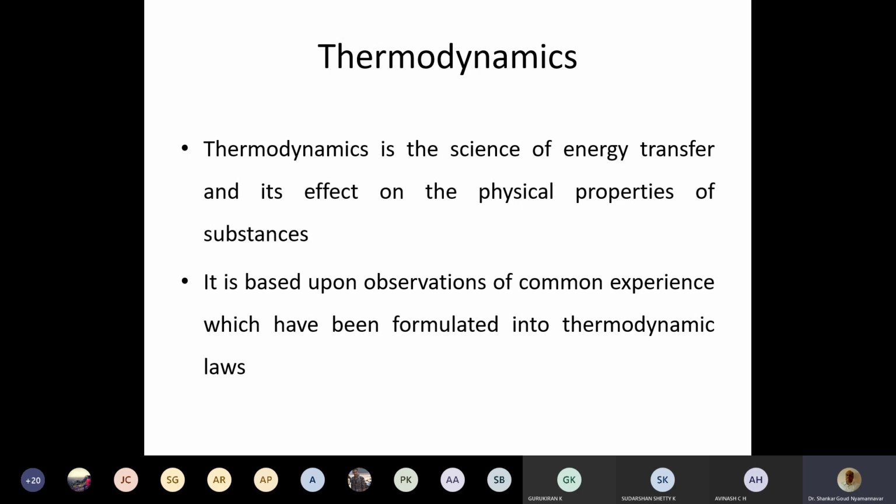So these are all the changes that happen. These are things that we observe in our day-to-day life. Based on these observations, people have given a lot of thought to why it happens and how it happens. Looking at this common observation, what you see around you, closely observed, people have formulated it into thermodynamic laws.